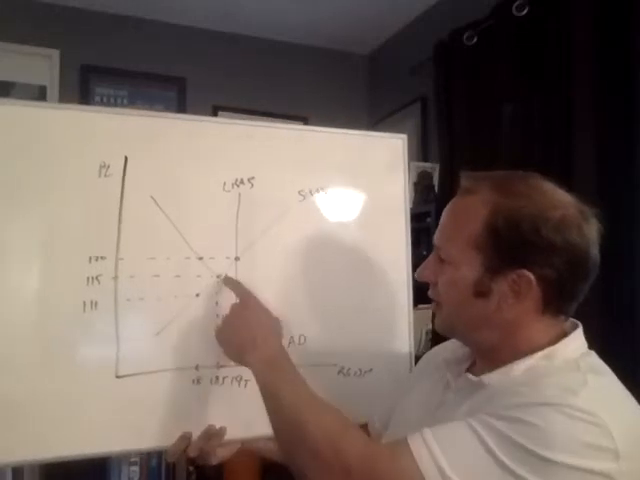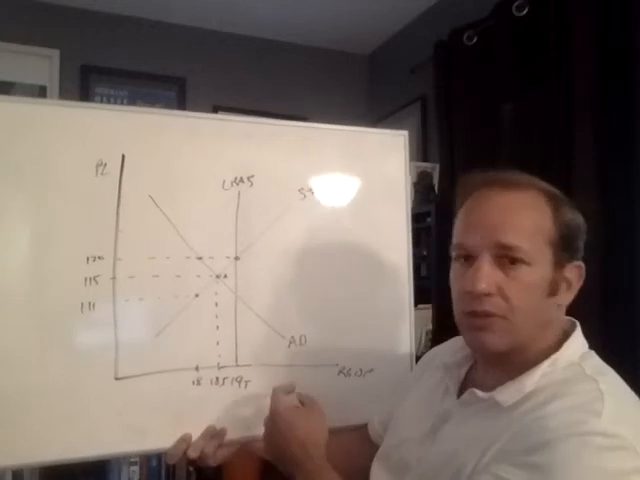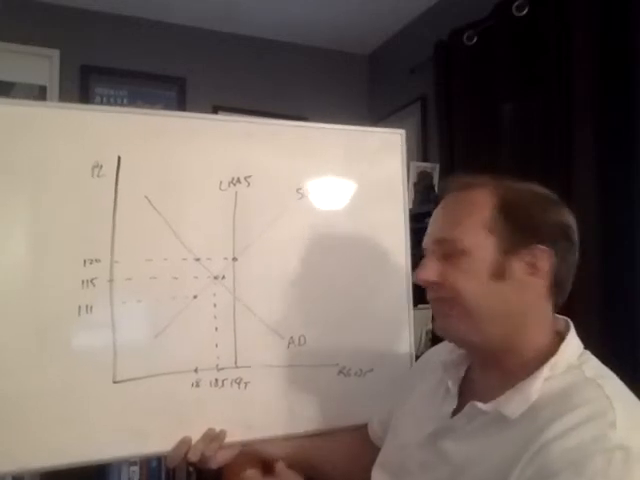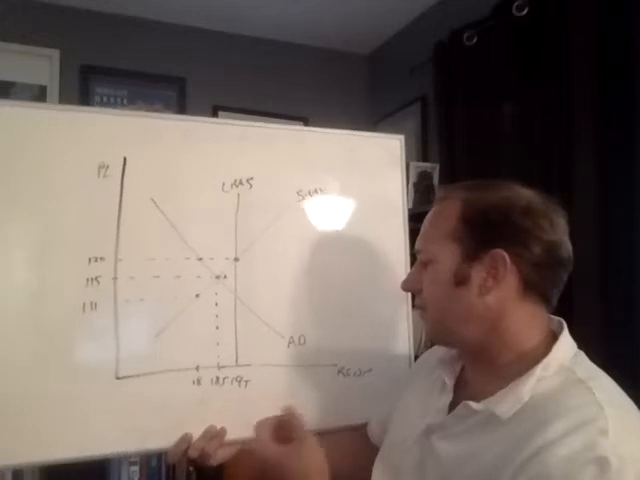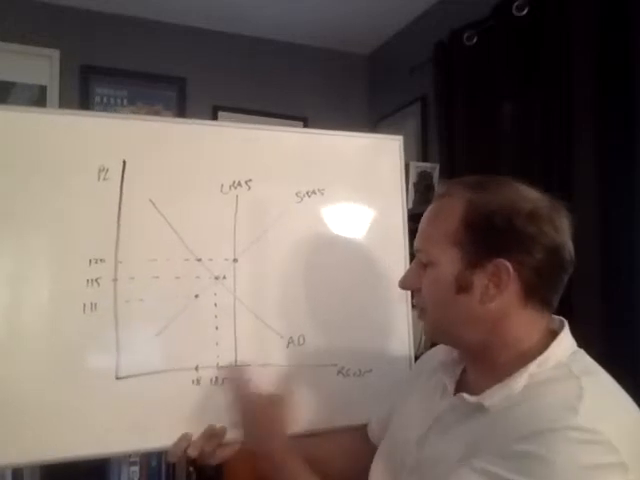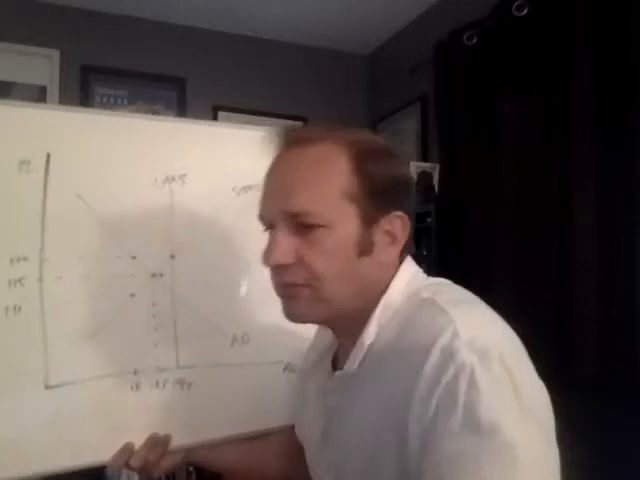There's the A right there. Well, we're below our potential level of output, so we have a recessionary gap. That's the answer to A: recessionary gap. People are unemployed because we're not making as much stuff, so unemployment is high and output is down.